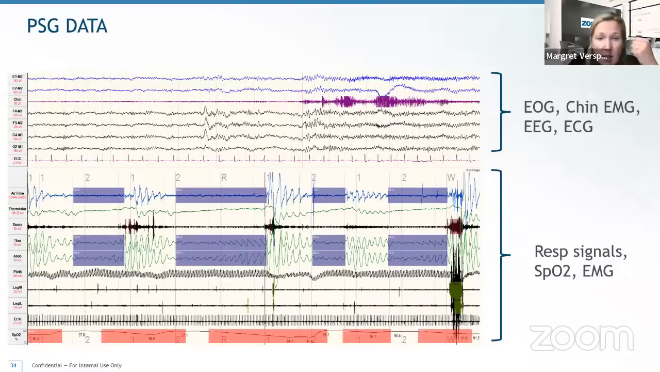Yes, and it ends with an arousal. And the arousal we see here. And when we correlate it to the EEG, we can see that there is an arousal in the EEG with fast brain activity, and muscle activity on the EMG. Yes, so this is sympathetic activation, heart rate goes up, and there is movement of the legs. Yes, so this is a typical obstructive sleep apnea event.